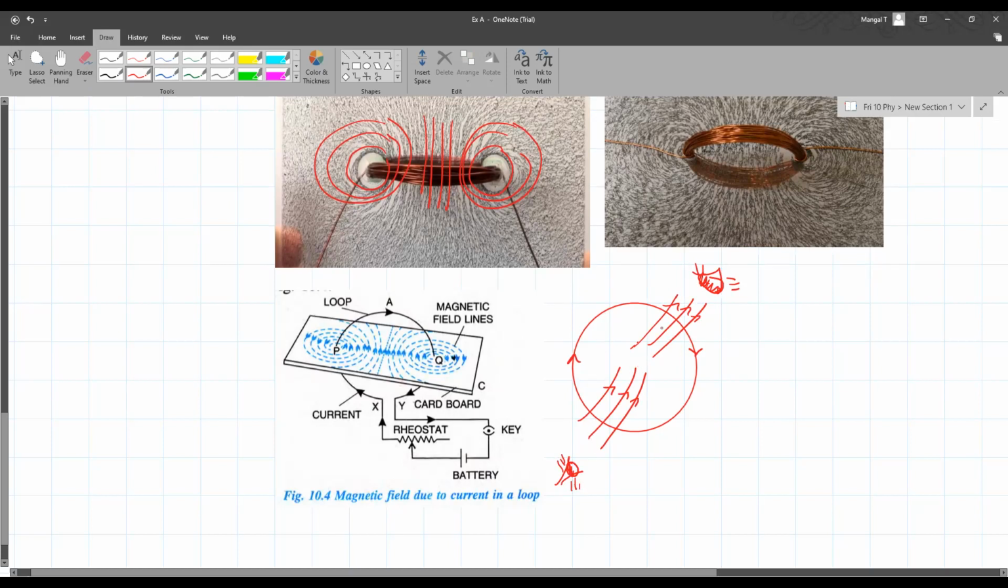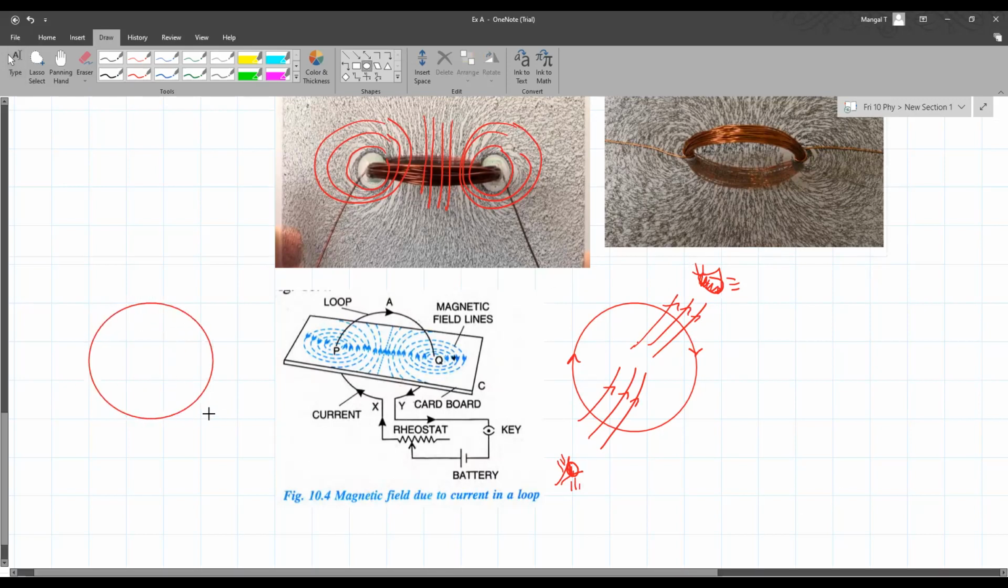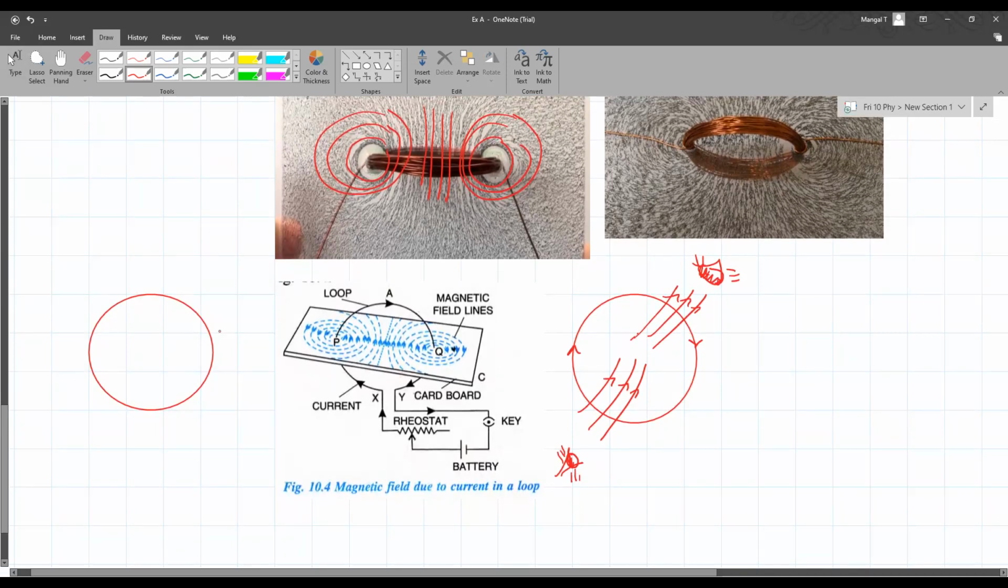Another fascinating thing is that if you draw a circle on a paper and draw these lines, when you see it from this side, you will see it this way. This is called clockwise. But if you see the same thing from the other side, if you hold the paper with some light around, you will notice that the direction is anti-clockwise.